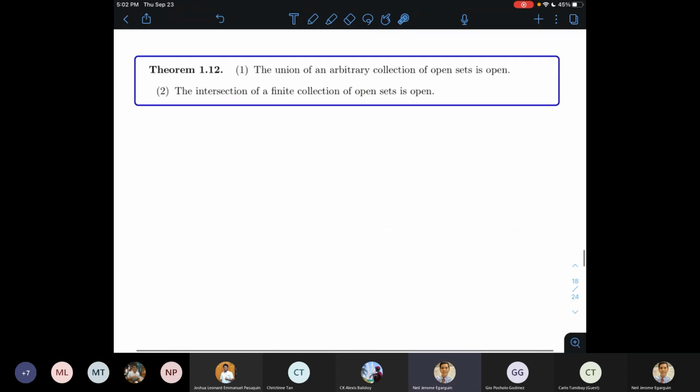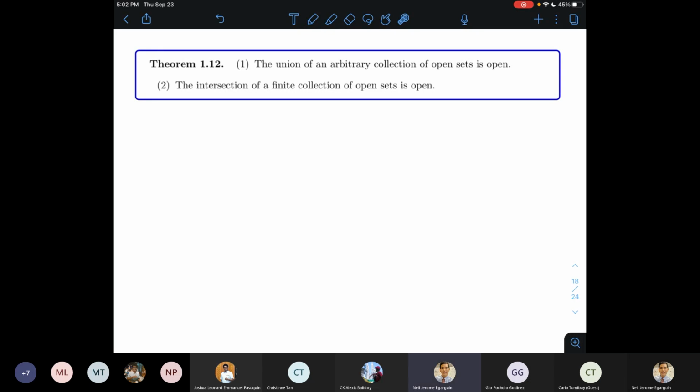Okay, I wrote it here. The union of an arbitrary collection of open sets is open. And number two, there's a second part. The intersection of a finite collection of open sets is open. Okay. Let's prove them one after the other. Let's try the first one. Okay. So, union ng kahit anong collection ng open sets is open.